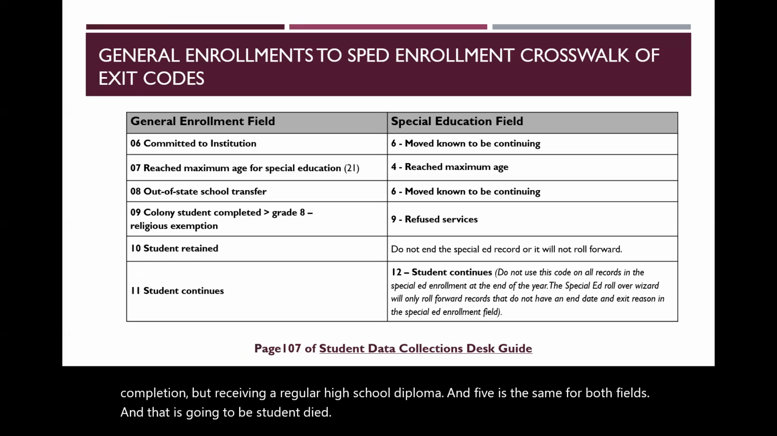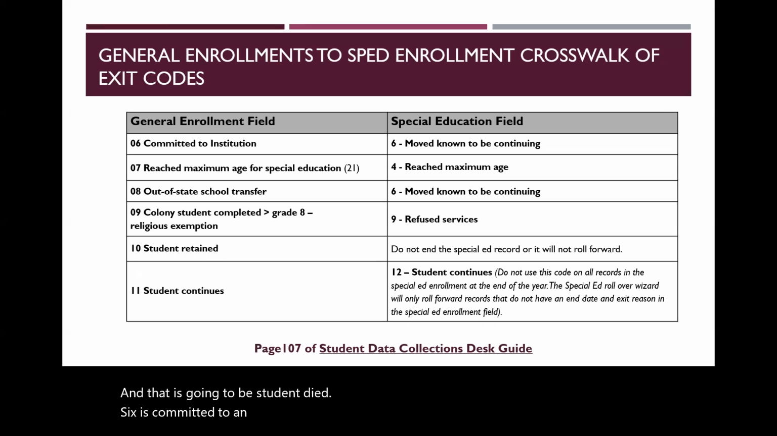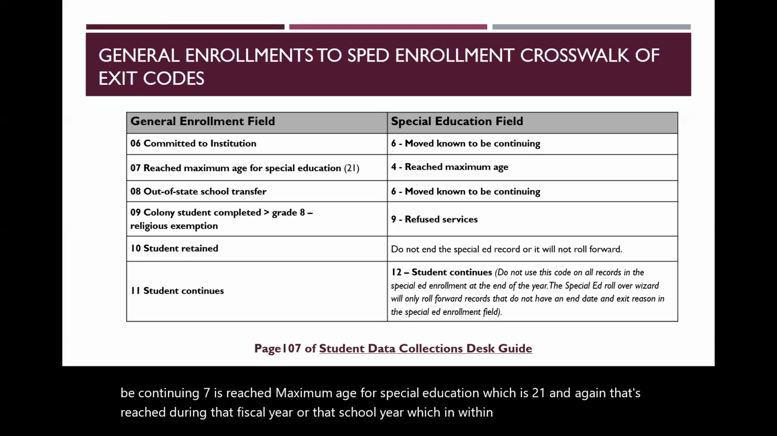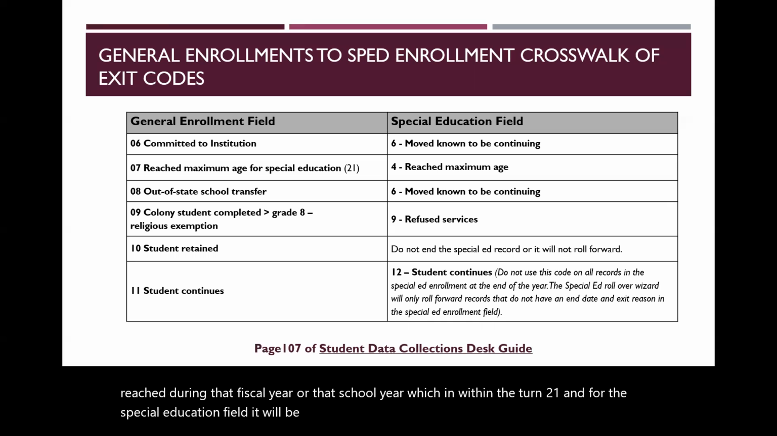6 is committed to an institution. For the special education field, it will be 6, moved, known to be continuing. 7 is reached maximum age for special education, which is 21. And again, that's reached during that fiscal year or that school year, within they turn 21. And for the special education field, it will be 4, reached maximum age.